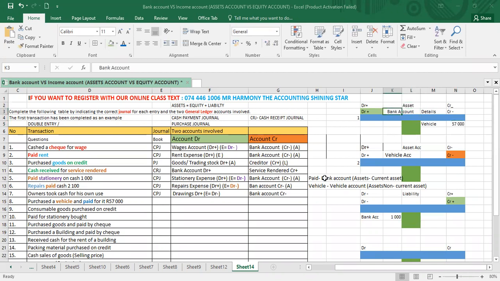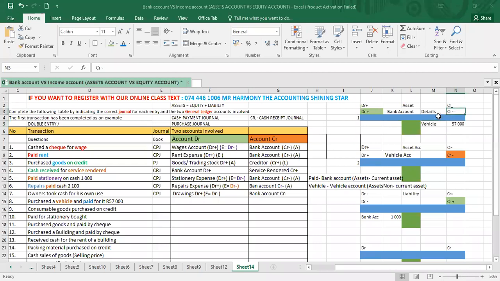We are now done with this one. Now we are left with the last one, the vehicle. Can you see what we actually said? You as the business owner, see yourself as the owner of this transaction. You are saying you used your business bank account details. What is it that you bought? You are buying a car. And how much was the car? The car was 57,000 rand.